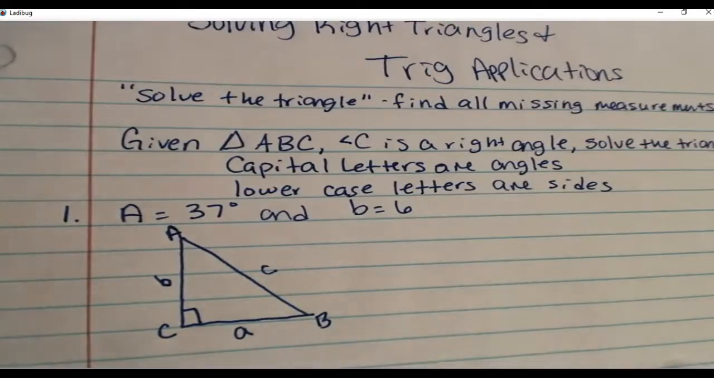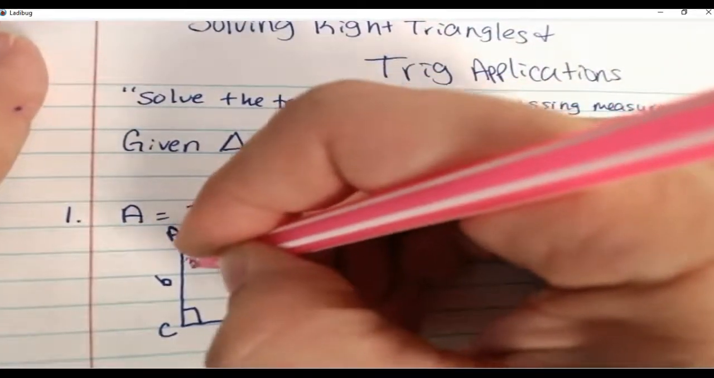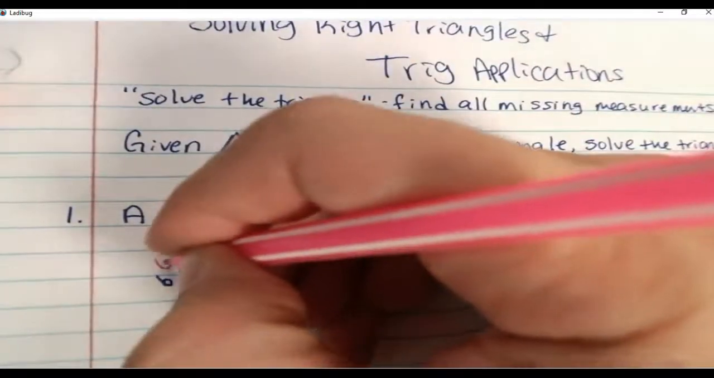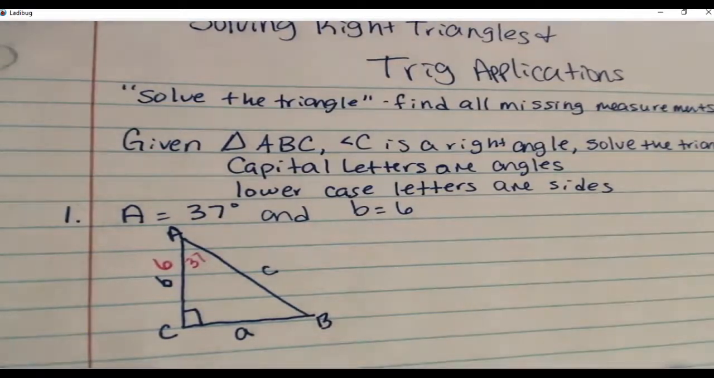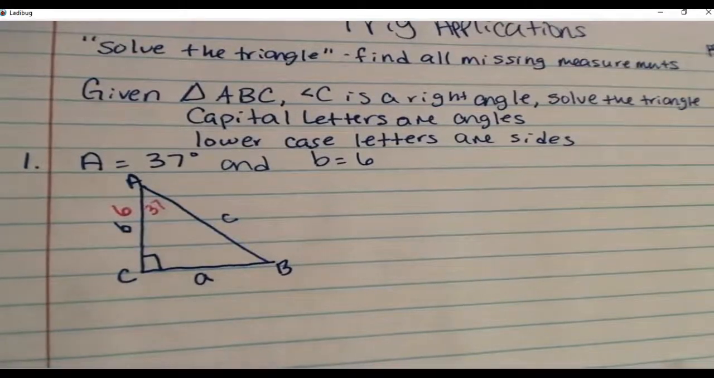Alright, let's fill in what we know. It tells me that A is 37, and that's an angle because it is capital. And little b is 6. So that's an angle and a side. Any questions so far?